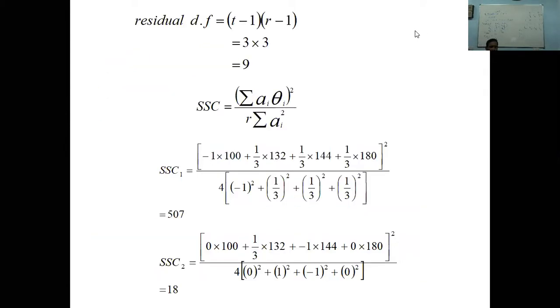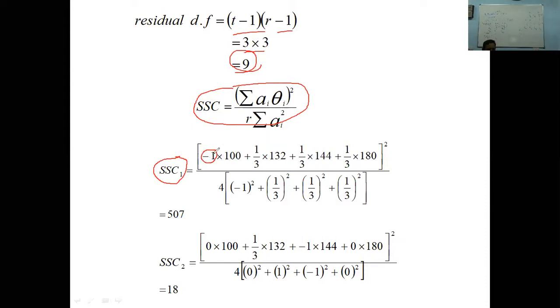Right, now most important is how to calculate the contrast. Residual degrees of freedom: it is an RCBD, so T into R minus 1, or T into B minus 1. So that is 3 into 3, 9 is the residual degrees of freedom. For each contrast, we can calculate the sum square. So this is the formula, as I said. If you want to calculate the sum square for the first contrast, these are the coefficients, right?